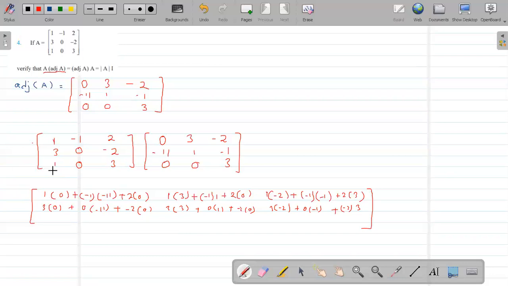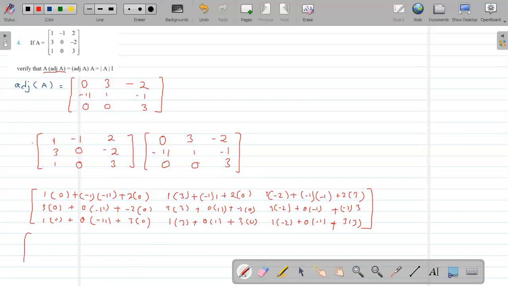Similarly, the last part. This third row will multiply each and every column of the second matrix. So 1 multiplied by 0 plus 0 multiplied by -1 plus 3 multiplied by 0, and 1 multiplied by 3, 0 multiplied by 1 plus 3 multiplied by 0, and last 1 multiplied by -2 plus 0 multiplied by -1 plus 3 multiplied by 3. Okay, all you have to do is just solve it. So let me help you.